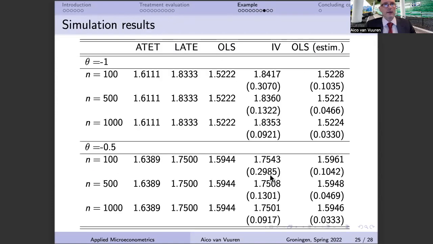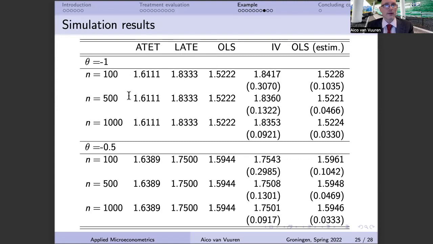Well, that gives me the following simulation results, even though most of the time I've been talking about positive thetas. Let's first start with a situation in which theta is equal to -1. This is a situation in which there is a severe negative correlation between U and V, and LATE is going to overestimate the average treatment effect among the treated as well as the average treatment effect, and ordinary least squares underestimates.